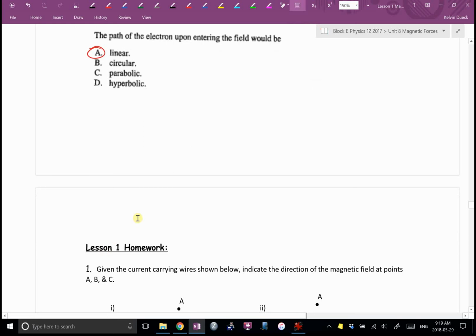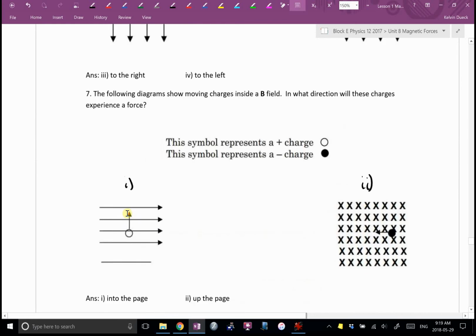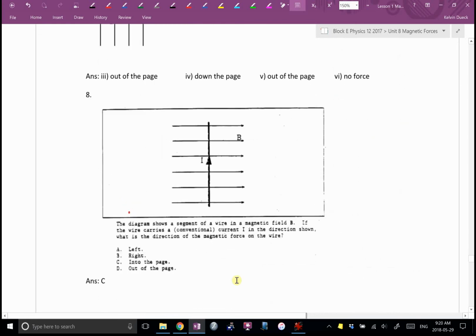I have given you a gazillion of these to practice, and you need to try every single one of these for your homework. I've given you a whole bunch to practice here. Go to it, my angels.